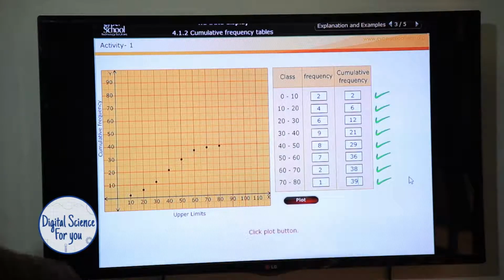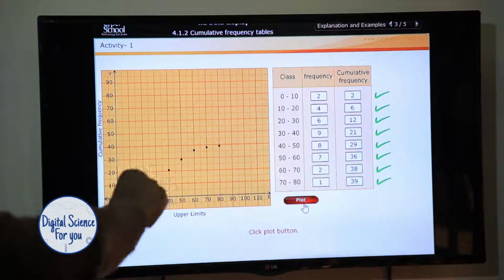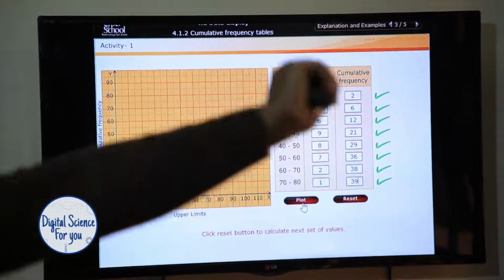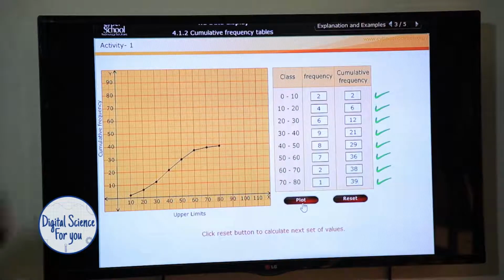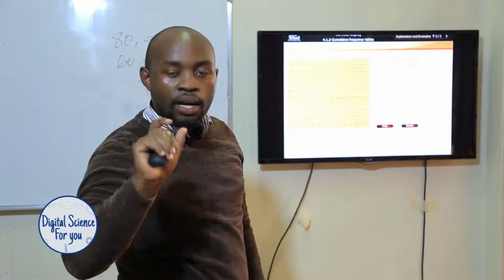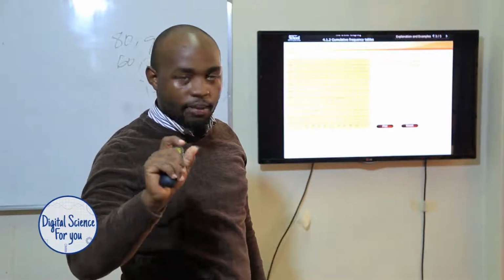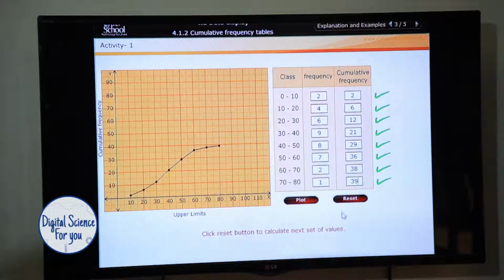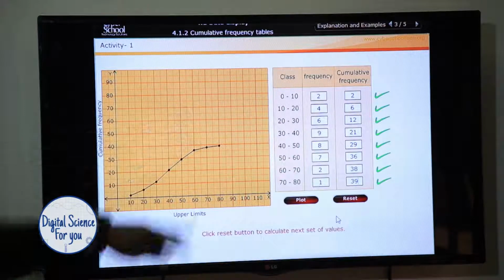After that, I plot a very smooth curve using this symbol plot here. If I plot it, it comes out with a very good curve, which I can still use to get the median. Note that I've been using the upper class boundaries, not the lower class, not the middle. Are we together? Yes. Okay. I can reset these values and try out as many examples as possible. So this one is our ogive curve.